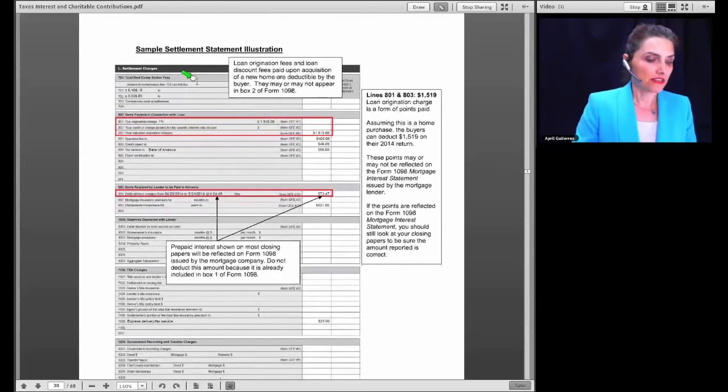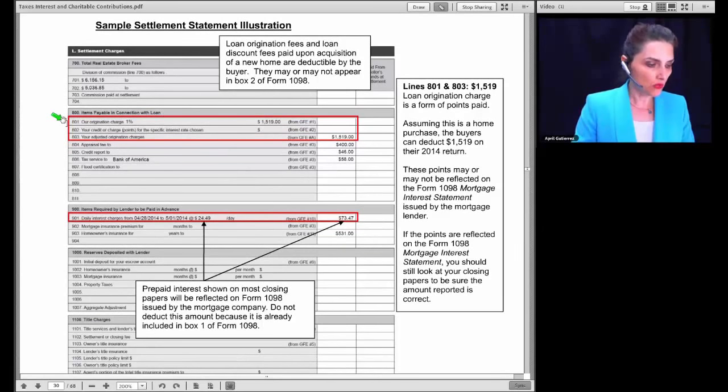So let's look at a sample settlement statement. This time we're looking at points. And in the earlier part of today's class, we actually looked at the proration of property taxes. And now we're going to be studying points that appear on a settlement statement. And here we are on line 801. And we can see that on line 801 that 1 percentage point has been charged, and the amount that's been charged as points is $1,519.